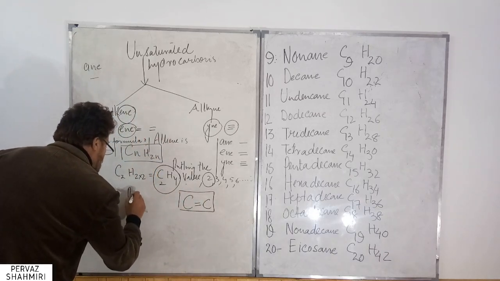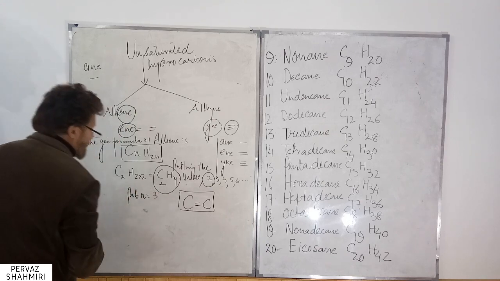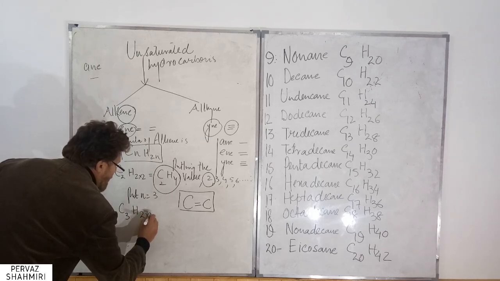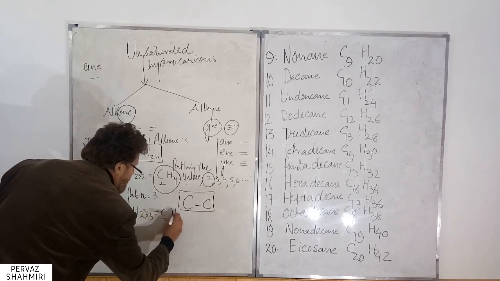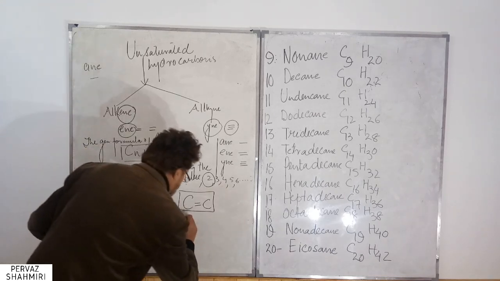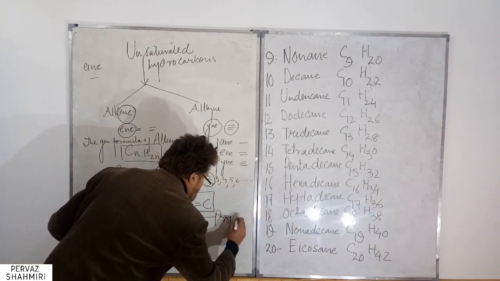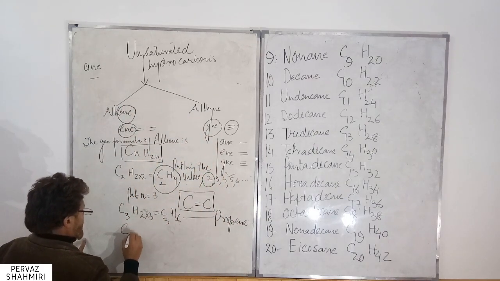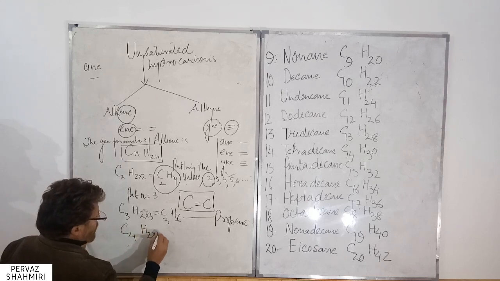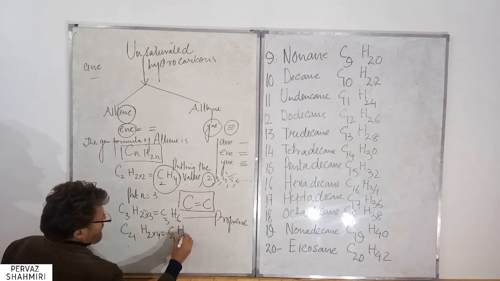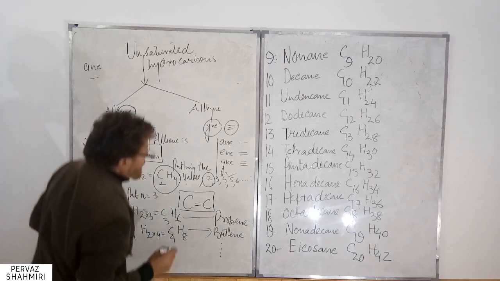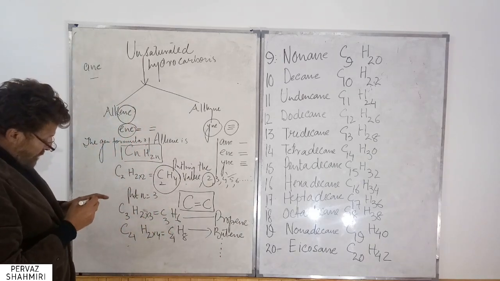Put n equal to 3. That means C3H2 into 3, that is equal to C3H6. This is called propene. Put n equal to 4. That means C4H2 into 4, that is equal to C4H8, that is called butene, and so on. But here you have to remember one thing that is very important.